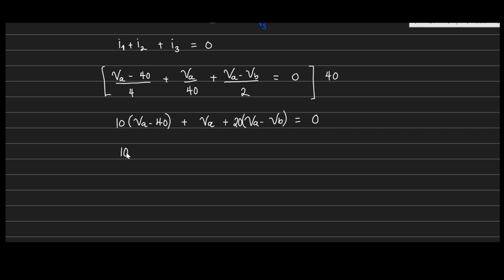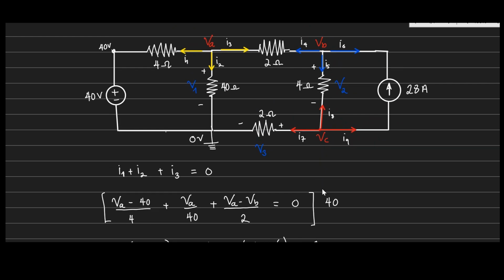And then this is 10 VA minus 400, right? Plus VA plus 20 VA minus 20 VB. This is equal to 0, okay? Now let us combine like terms. 10 plus 1 plus 20, that is 31 VA, okay? And then minus 20 VB. This is equal to 400, right? Taking 400 to the other side of the equation. So I'll call this equation number 1, okay? So we're done with node number 1, where there's VA.